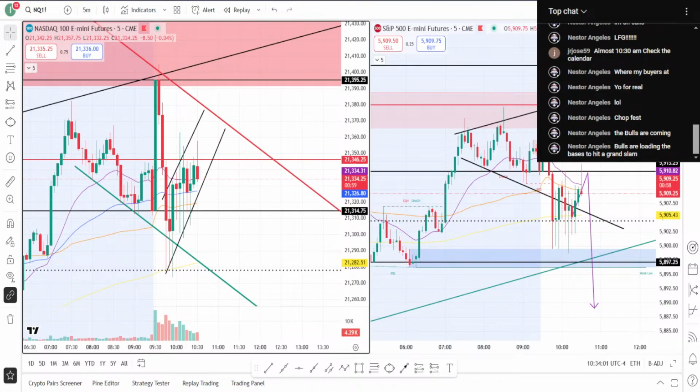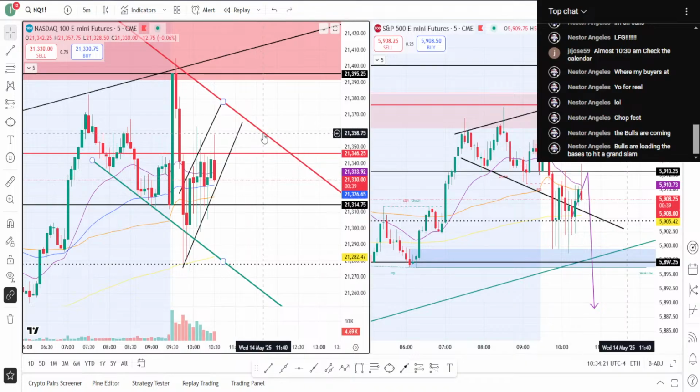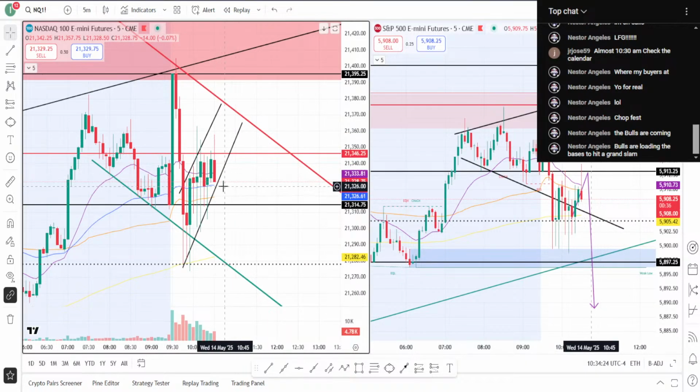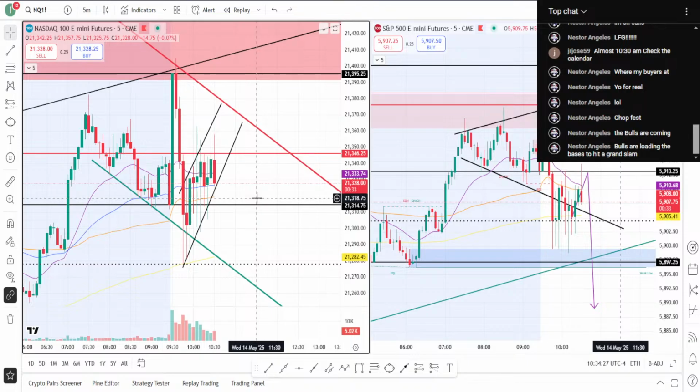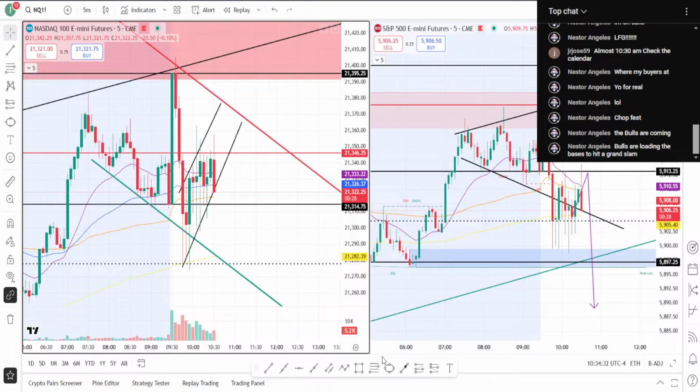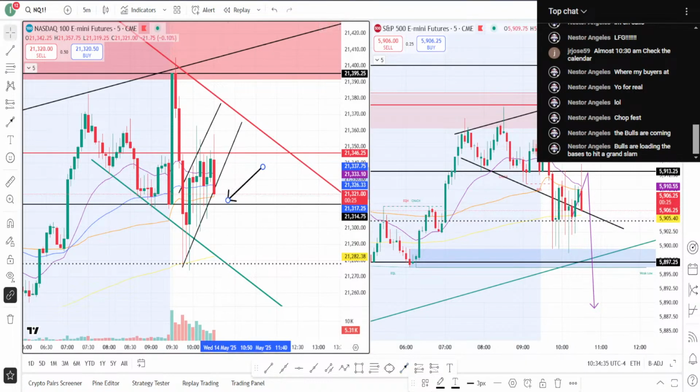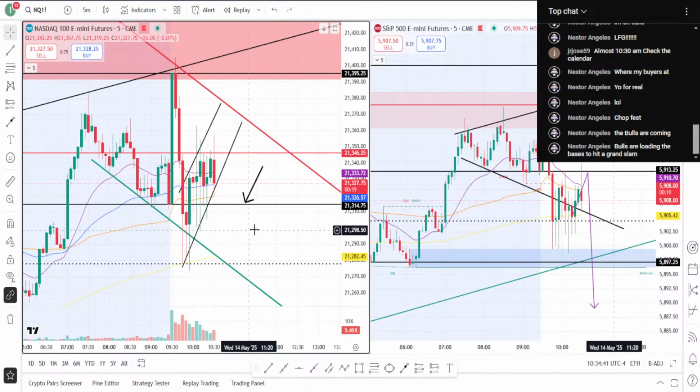Damn. I think that was a trap, man. Buyers are not closing above that resistance line. They're not closing up. Oh shit. Buyers are screwed, man. Uh-oh. Oh snap. Sheesh. It's not looking good, yo. If we close below here, the buyers are cooked, yo.